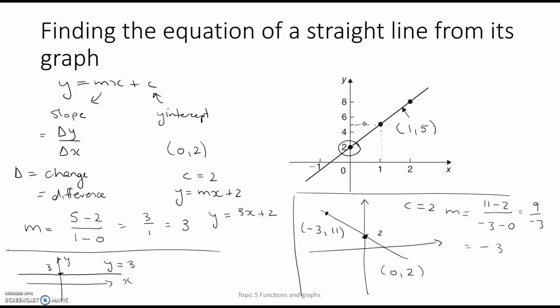Now, in the preceding video, we looked at what a negative slope meant, and a negative slope means that the line goes that way, so that's consistent. Putting it all together, we have y equals negative 3x plus 2.